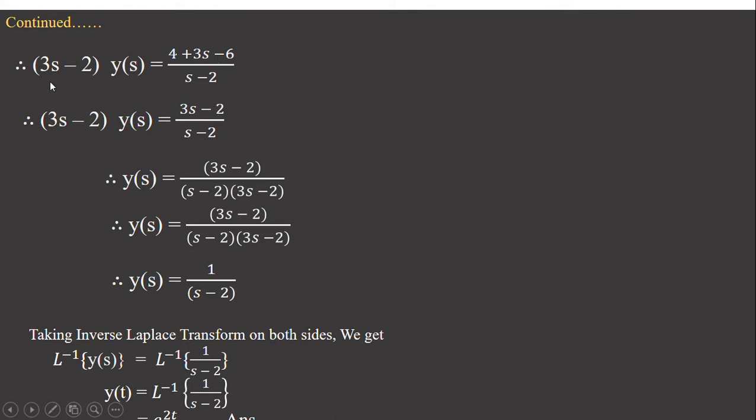Left hand side still as it is. Now see, 3s minus 2 is a common term in both sides. Or after dividing 3s minus 2 into the RHS, it gets cancelled. In this example, it has common factor 3s minus 2, so we can cancel it. So it gets cancelled, what will remain there? 1 upon s minus 2, just.